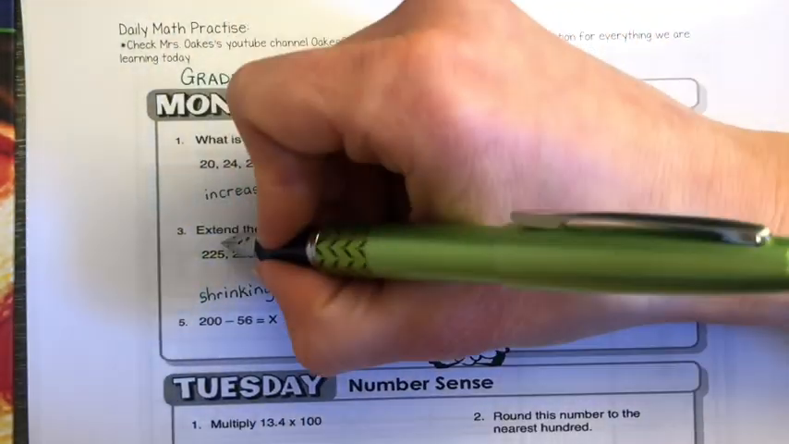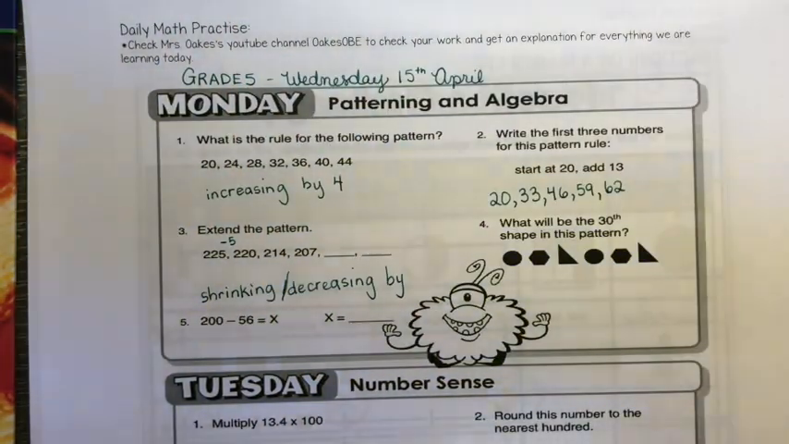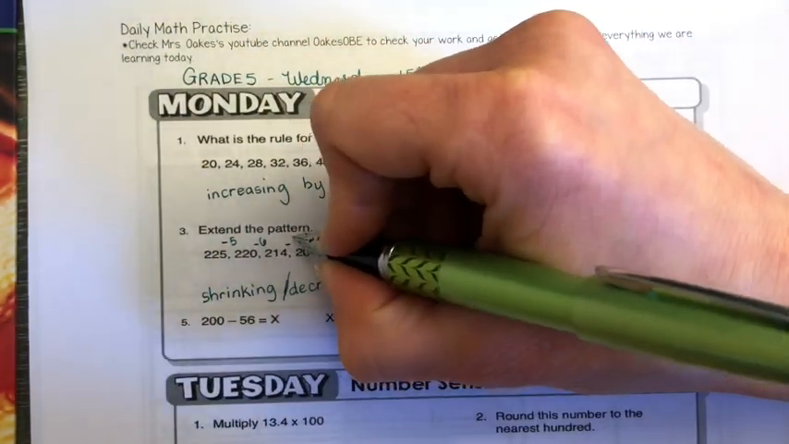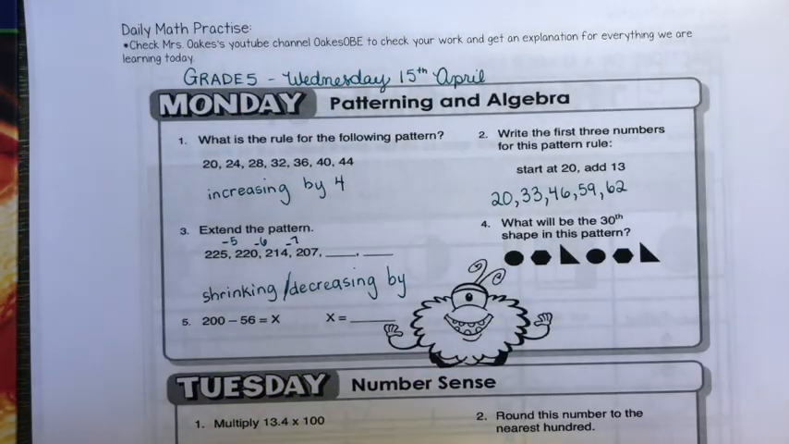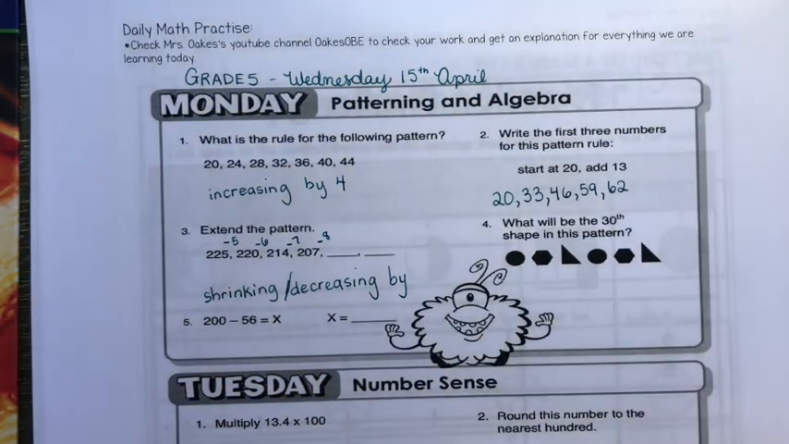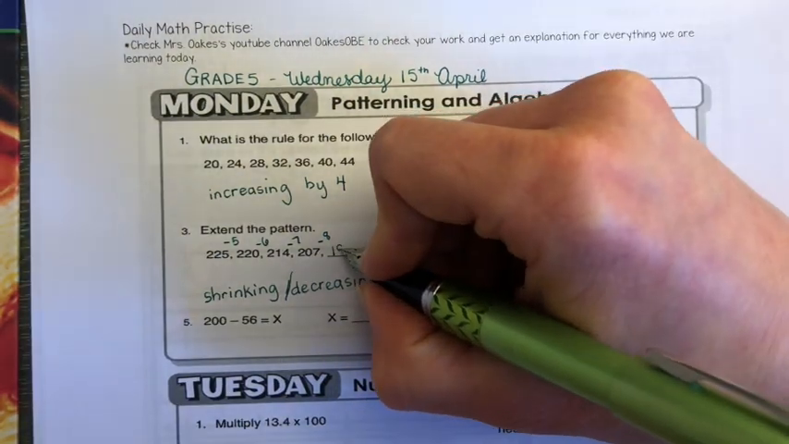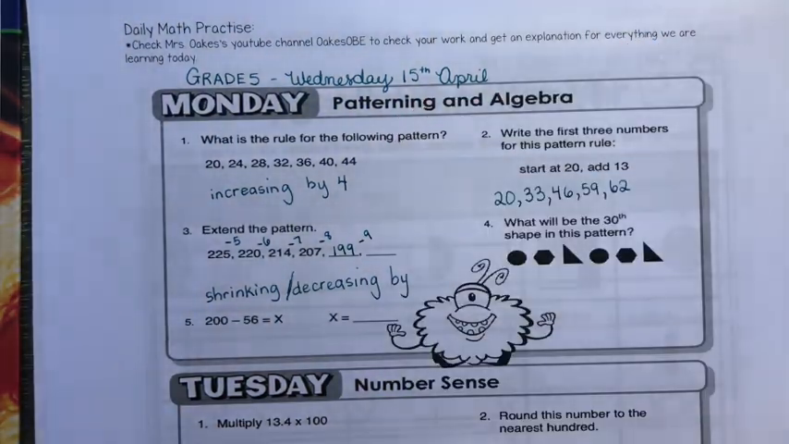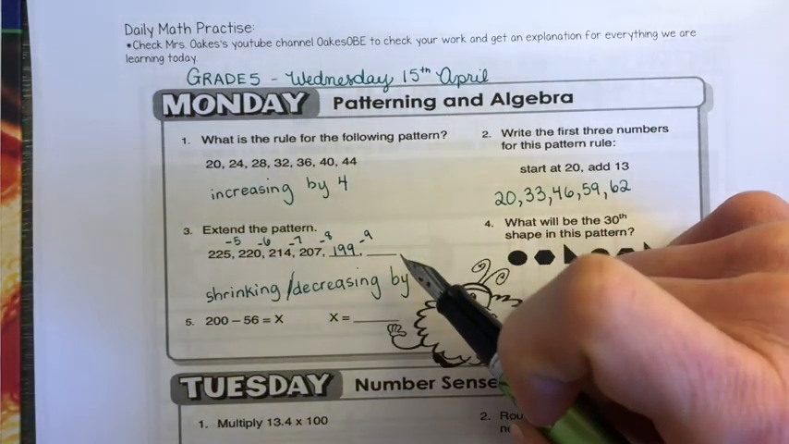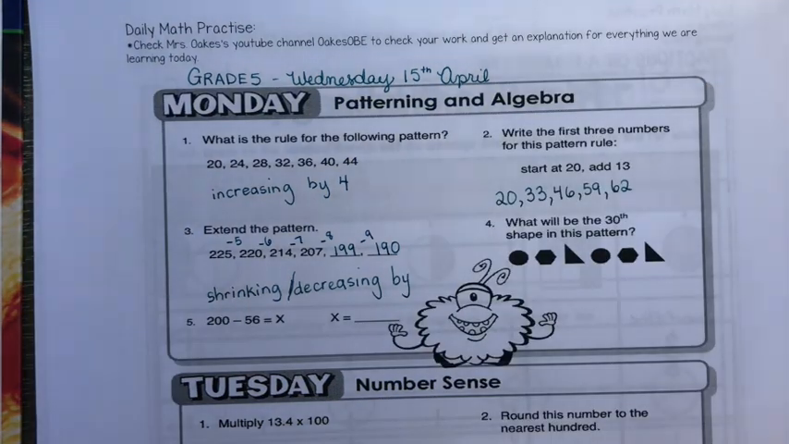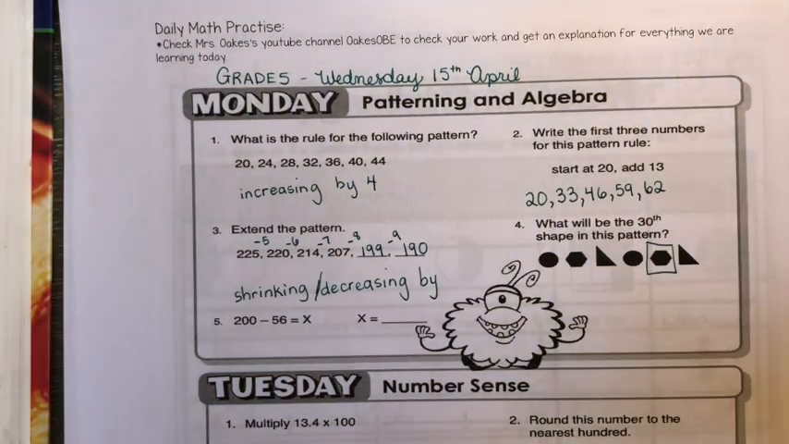So here you subtract 5. Okay, here you subtract 6. Here you subtract 7. So what's going to happen next? You're right, you're going to subtract 8. So 207 subtract 8 is 199. From 199, you're going to subtract 9, because each time you subtract 1 more. I'm going to subtract 9 from here and I would get 190.